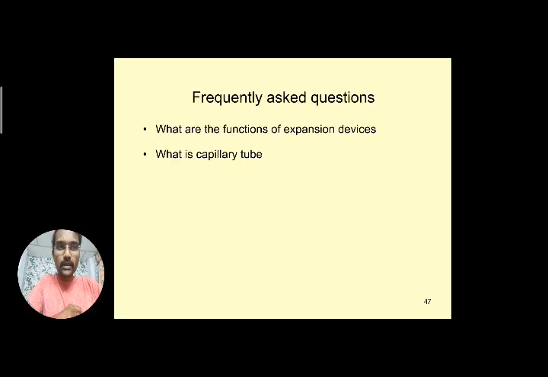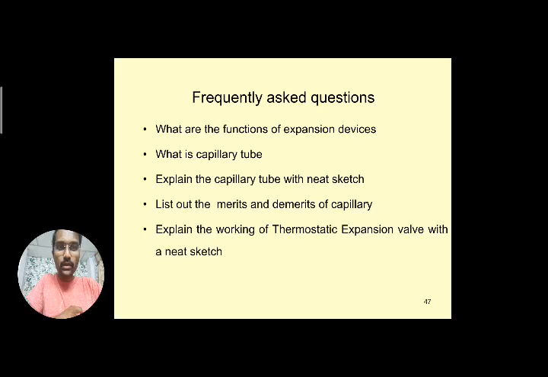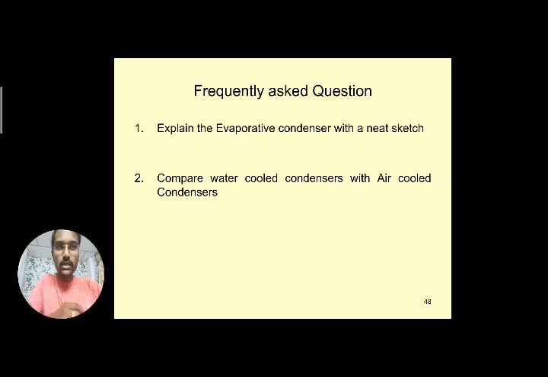Next, these are the frequently asked questions, so you can note them down. Functions of expansion device. What is capillary tube? Explain the capillary tube with a neat sketch. Merits and demerits of capillary tube. Explain the working of thermostatic expansion valve with a neat sketch. Explain with a neat sketch the working of solenoid valve, and a few other questions regarding evaporative condenser. Explain the evaporative condenser with a neat sketch, and compare water cooled condensers and air cooled condensers.